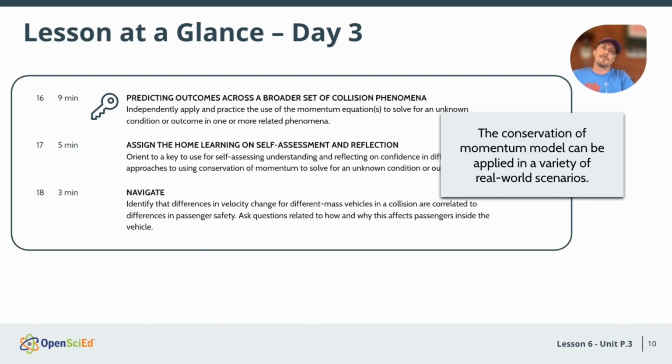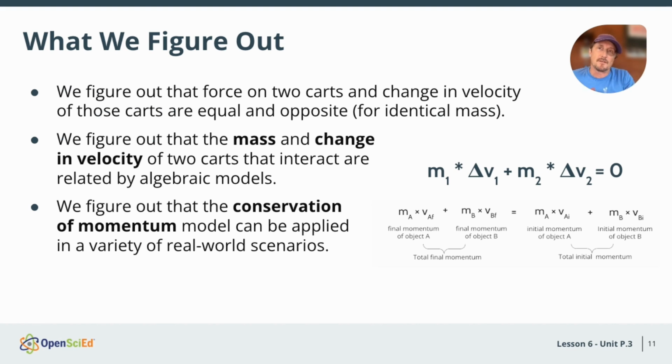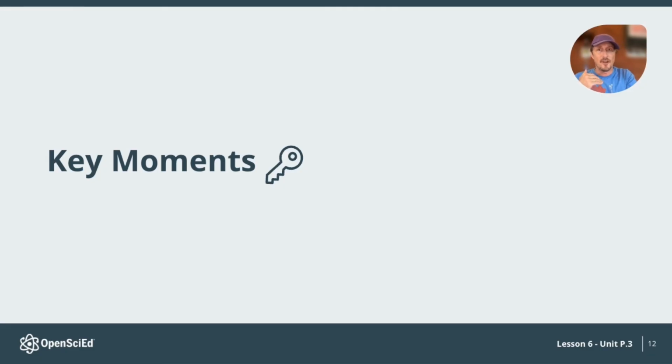So we figure out these 3 things: force on 2 carts and change in velocity of those carts are equal and opposite for identical mass. The mass and change in velocity of the 2 carts are related by algebraic models, and this idea of conservation of momentum can be applied to a variety of real-world scenarios. This is what we figure out, but there is so much here. This lesson is truly jam-packed. Some key moments that I want to highlight.